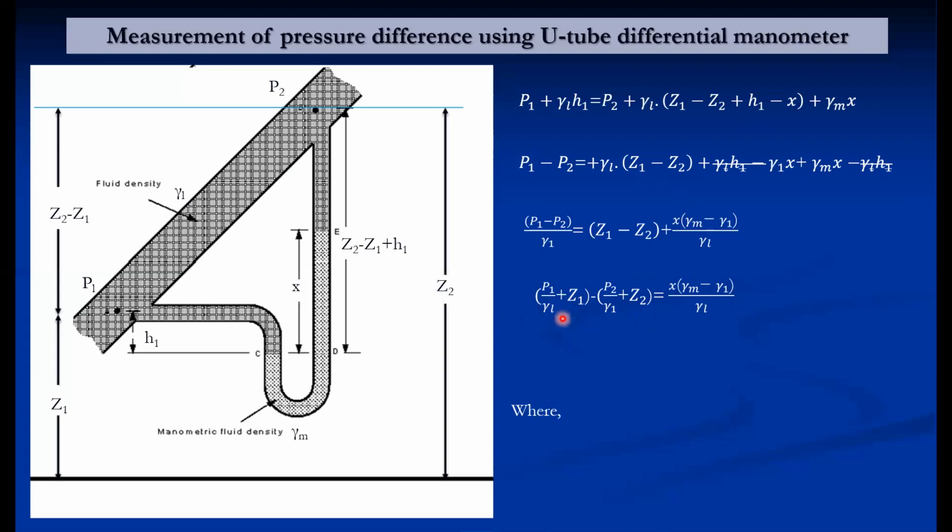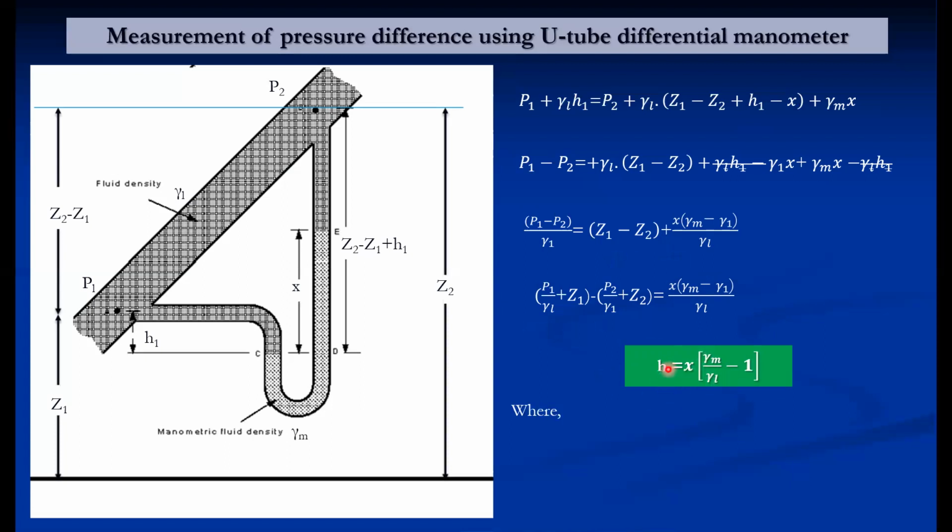So this is called a piezometric head. So the addition of static head plus this is potential head. In detail, we will see the different types of head in dynamics also. So this is piezometric head at point number 1. This is piezometric head at point number 2. So the left hand side is the difference in piezometric head. So that is called H. And if we rearrange this term, it is x into bracket gamma m by gamma L minus 1.